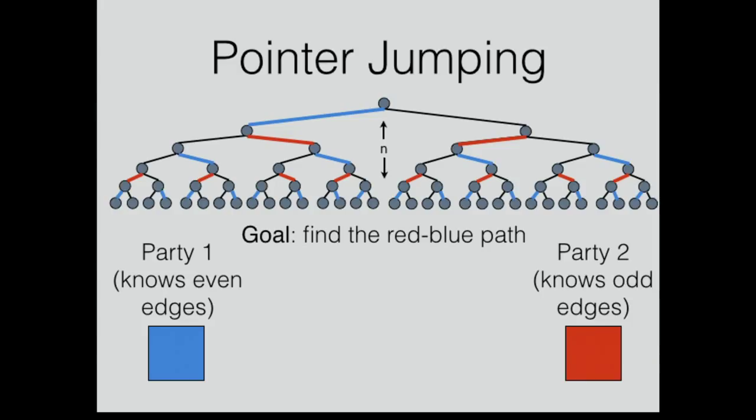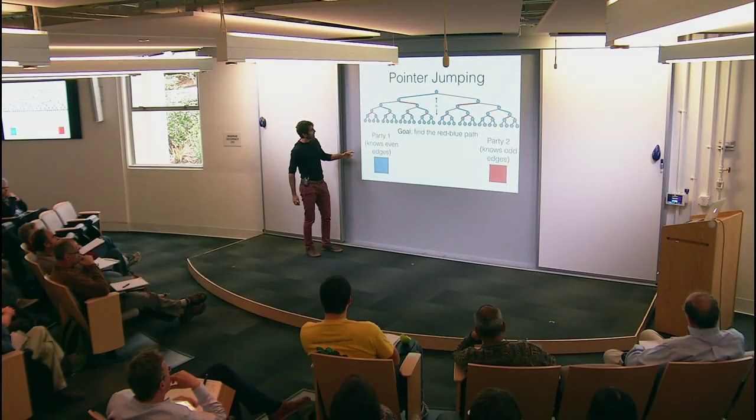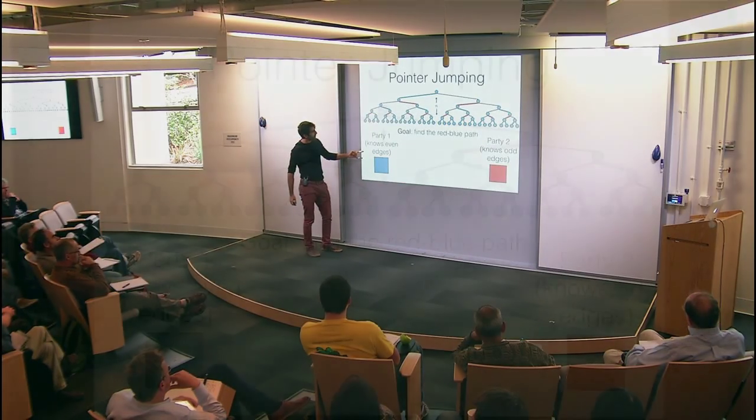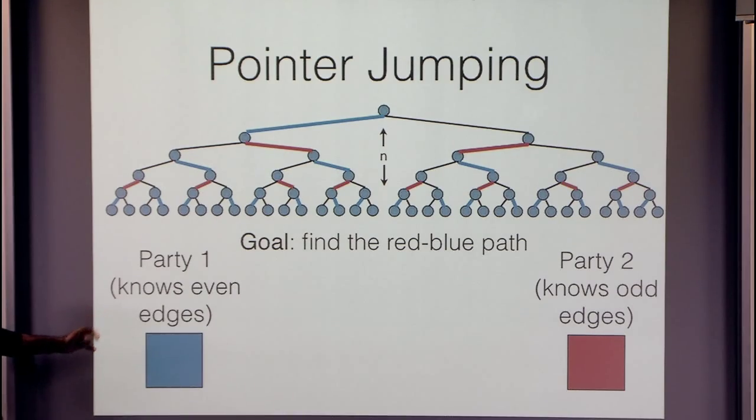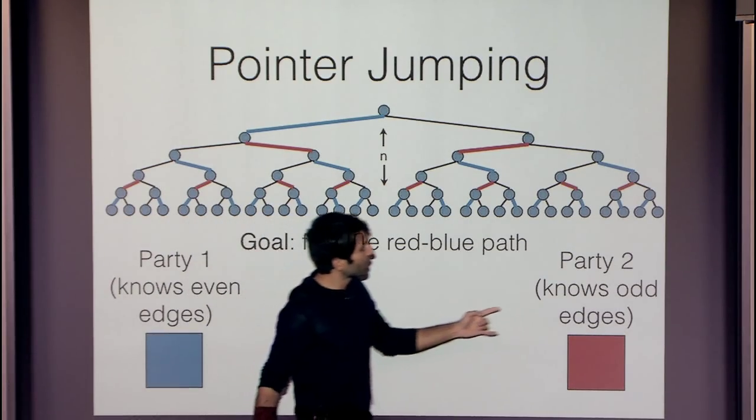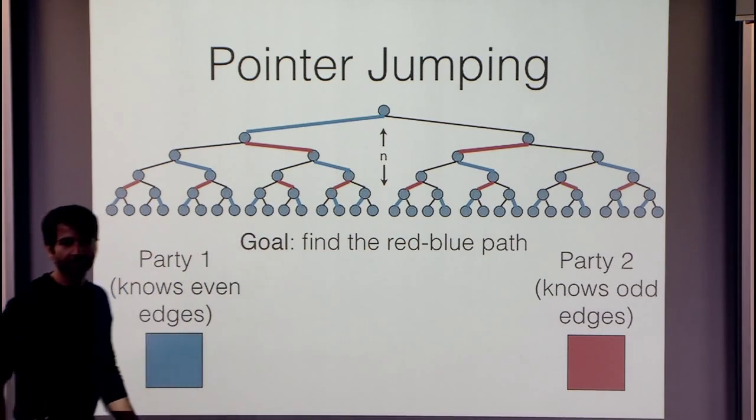And each party knows some subset of the edges of this tree. Okay? So every vertex at even depth in this tree has exactly one edge coming out of it to a child. Okay, so that's the promise of the problem. And every such edge that comes out of an even depth vertex is known to the first party. And the second party knows all the edges that come out of vertices of odd depth.